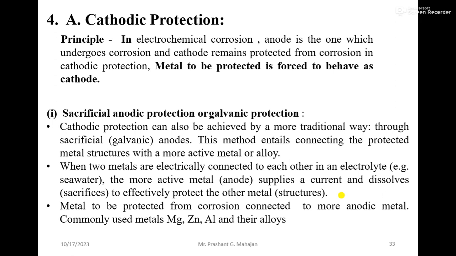That means the metal which is placed above the base metal in the galvanic series is connected to the base metal. In that case, the more active metal will act as the anode and the base metal acts as the cathode. So in that way, the metal pipeline or metal structure to be protected will be protected as it behaves as the cathode. Metals like magnesium, zinc and aluminum are connected to the base metal.